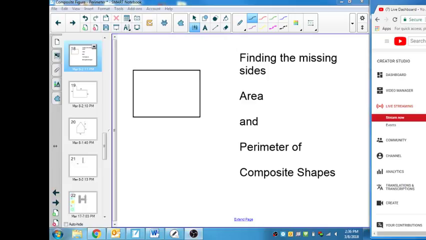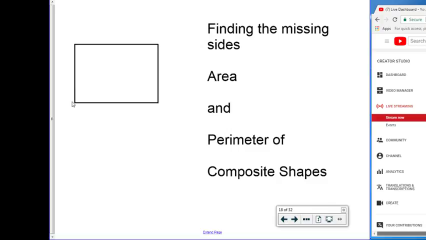All right, so we're going to be working on finding the missing sides of a rectangle in composite shape. So if I just told you, we'll just start here. If I told you that this was 3 and this was 11, every one of you would know that this side down here is also 11. You wouldn't call it 3 because it has nothing to do with it. This is a horizontal line.